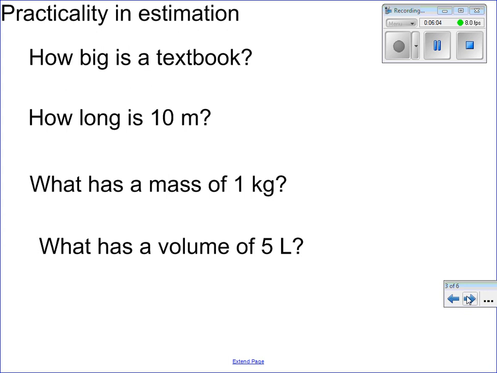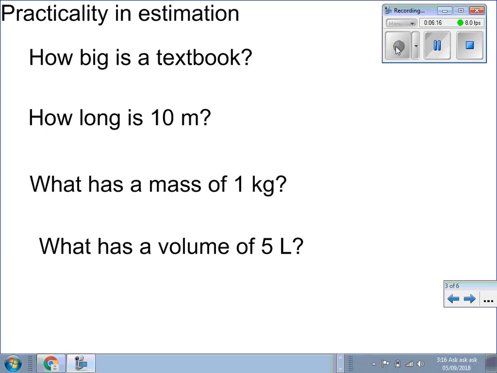So how big is a textbook? If I want to go in imperial, I'd say a textbook is, say, a foot by 3 inches, or a quarter of a foot. If I wanted to talk about how long 10 meters is, then I might say, think about 1 meter and then extend it to 10 meters. So if I put 10 meter sticks back to back, what would that be?